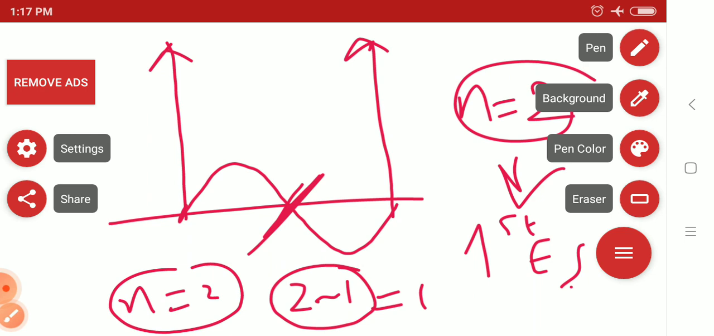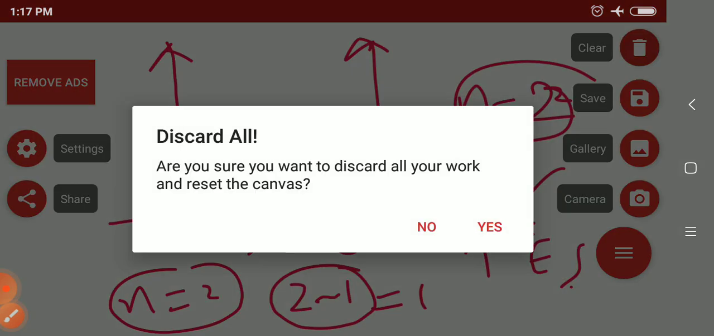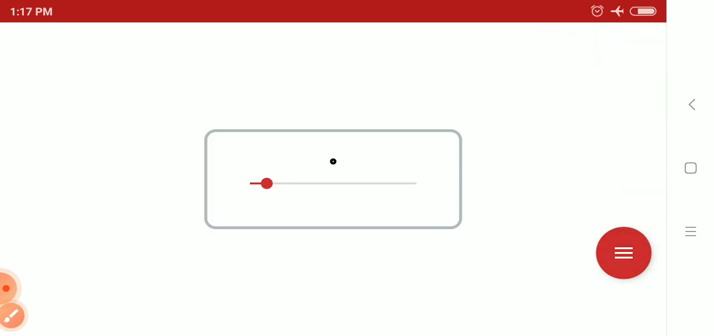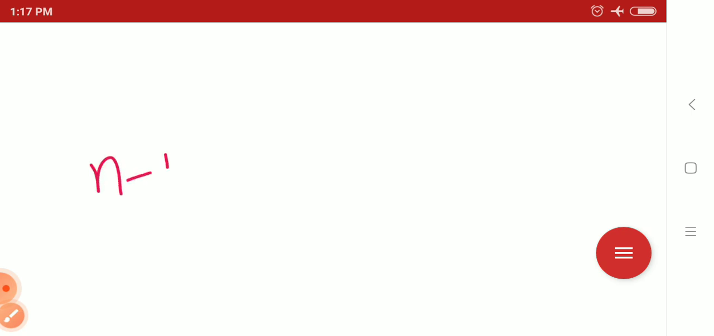Another important thing you have to remember: when you are drawing the infinite square potential box graph, you have to draw n minus 1 number of nodes. You have to remember the n minus 1 number of nodes.